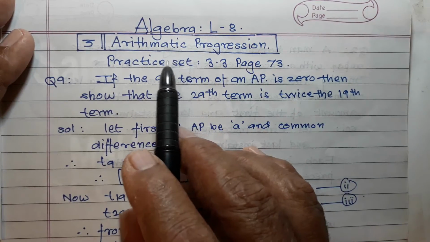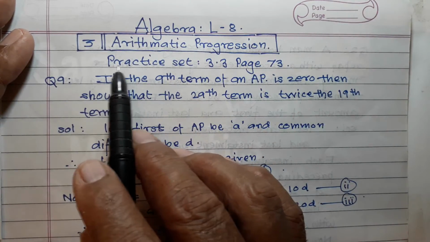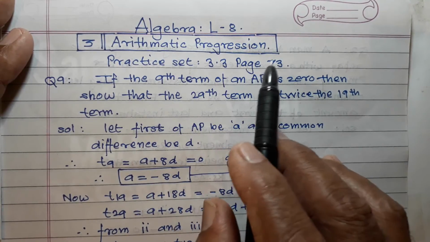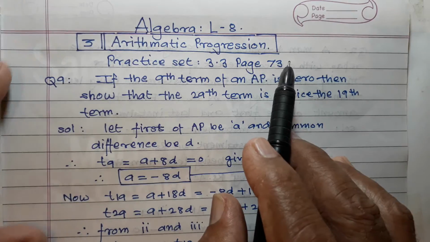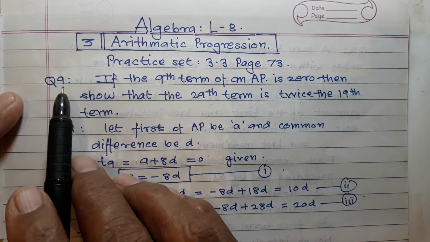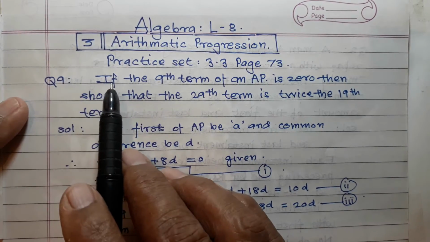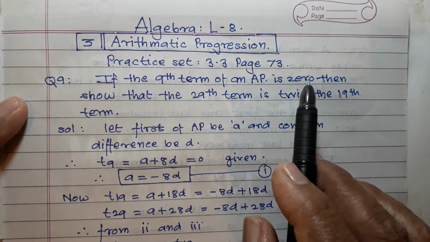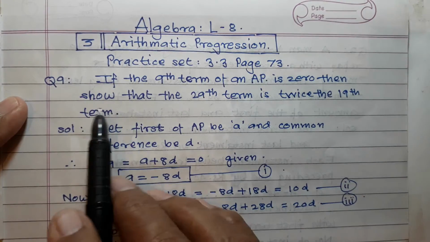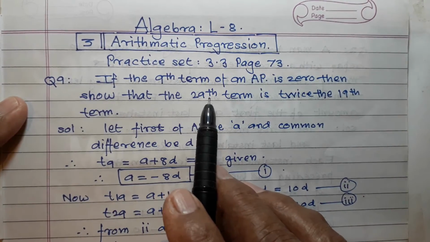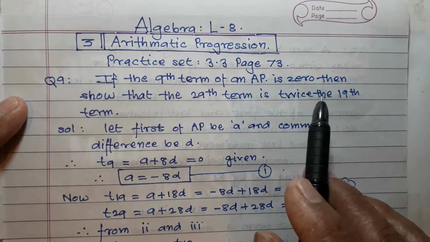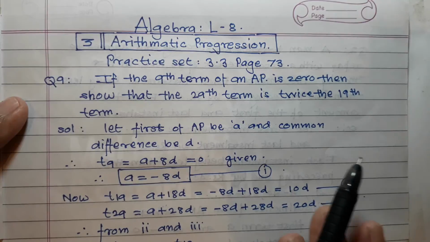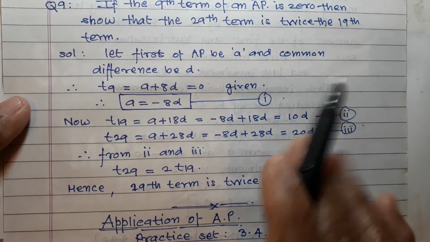In this lecture, I am going to explain an example from practice set 3.3, page 73. Okay, question number 9. If the ninth term of an AP is 0, then show that the 29th term is twice the 19th term. Okay, now try to understand the solution.